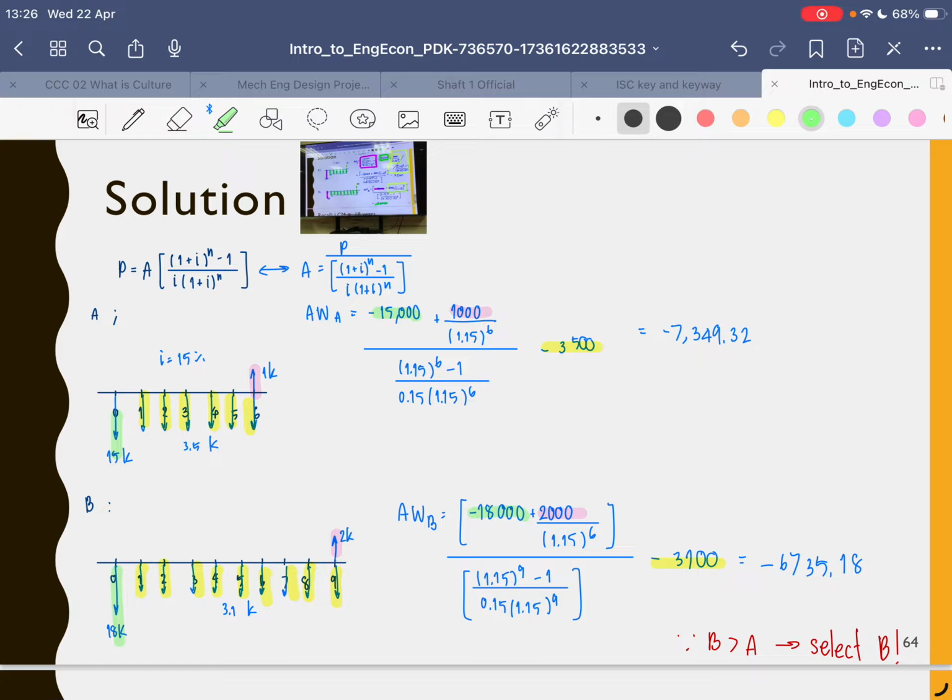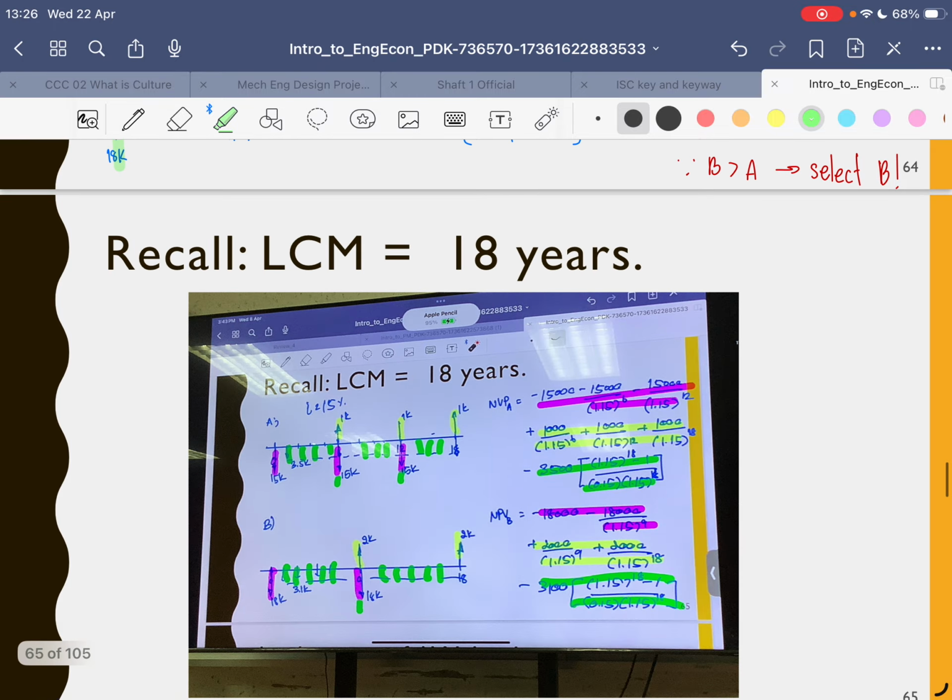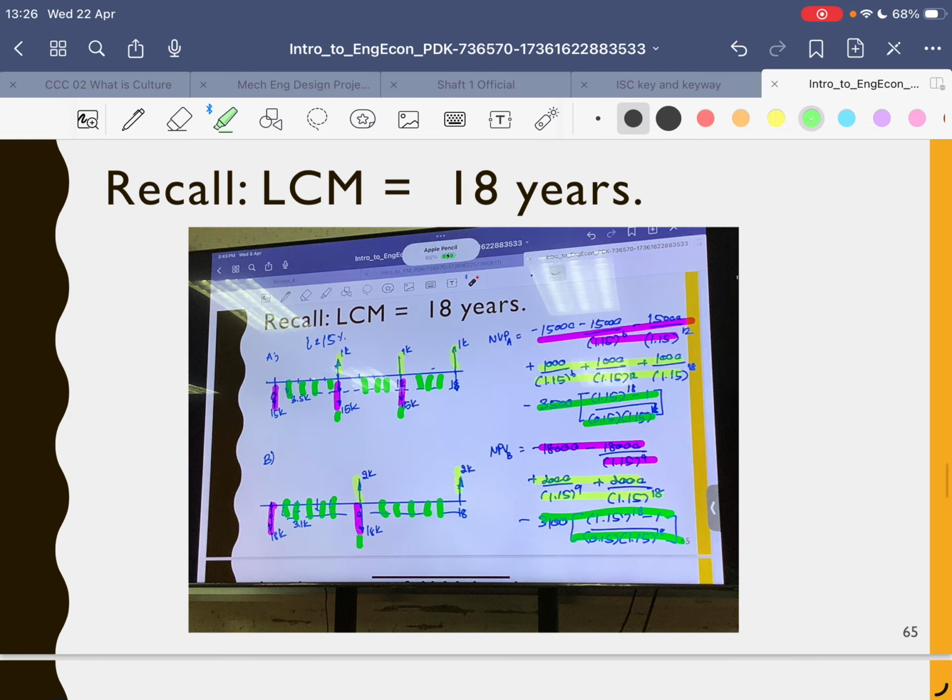And last time we did this approach as well, that instead of using annual worth analysis, we use the net present value analysis. So I will not repeat it now, but the idea is the same.